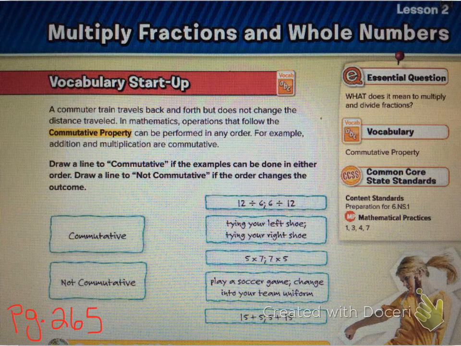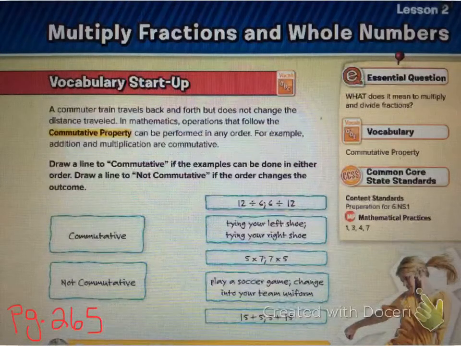We are beginning Chapter 4. We had our Chapter 3 assessment last week. Now we're starting Chapter 4. We're going to begin on Lesson 2, page 265. We're beginning with multiplying fractions and whole numbers and multiplying fractions and fractions. They're very similar, okay? So we're going to cover both lessons in one video. To start, we're going to talk about the commutative property.